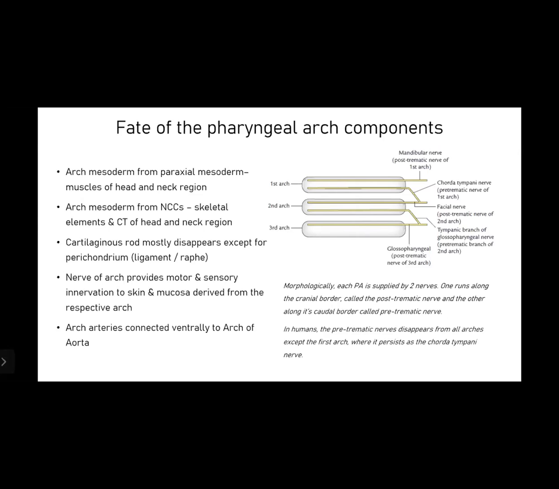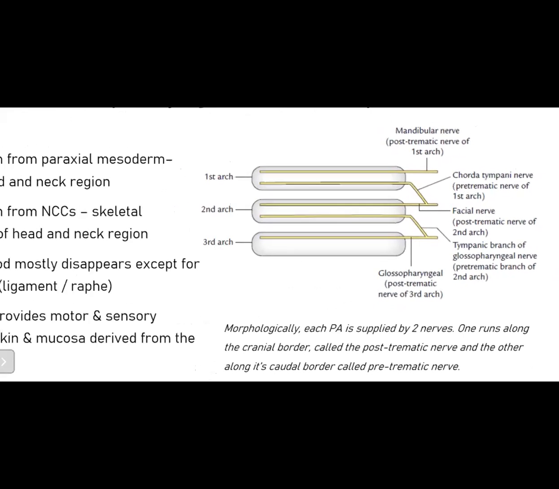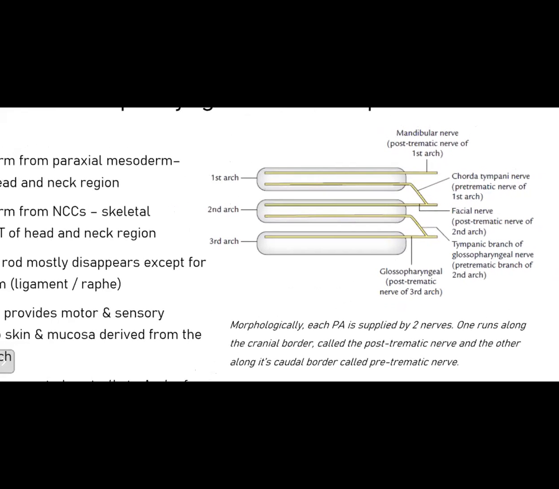Okay, and you also have arch arteries, which are connected ventrally to the arch of the aorta. Now, I will just magnify that a little bit, because this is a concept you need to understand. Each arch, you can see the first, second, and third arch here, has what we call a pre-trematic nerve and a post-trematic nerve. The post-trematic nerve of the first arch is obviously the mandibular nerve. Now, the pre-trematic nerve is the chorda tympani branch of the facial nerve, which is actually the pre-trematic branch.